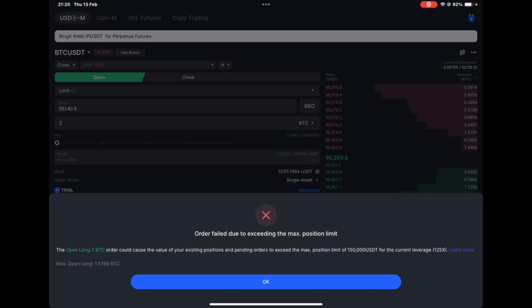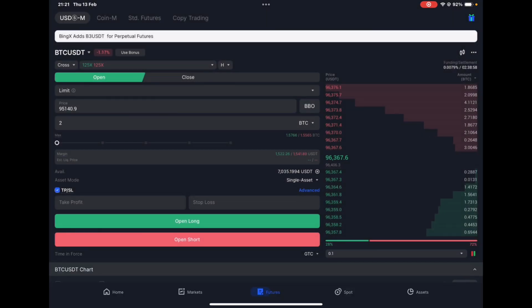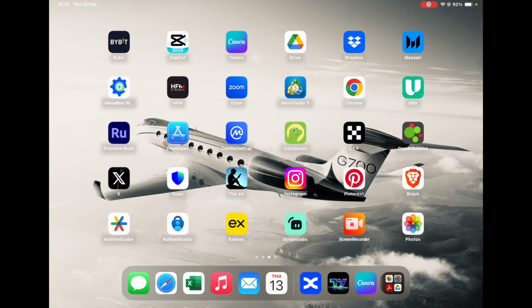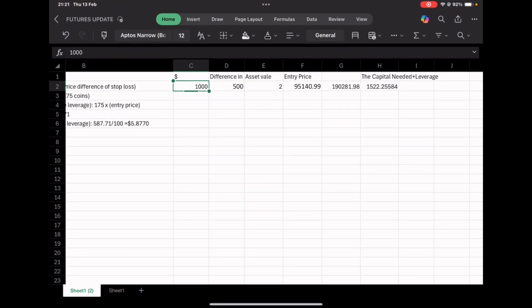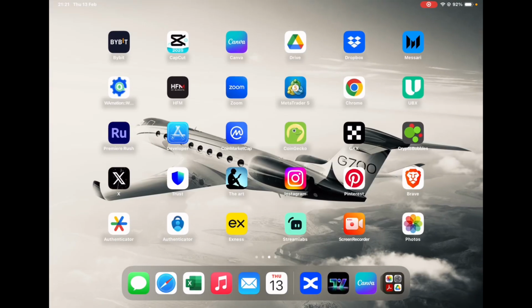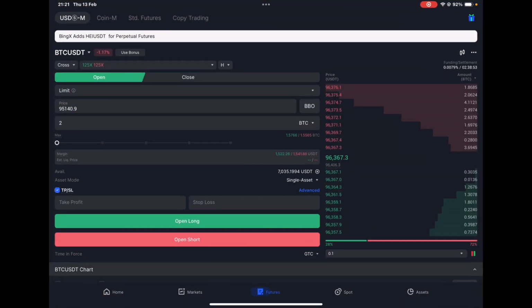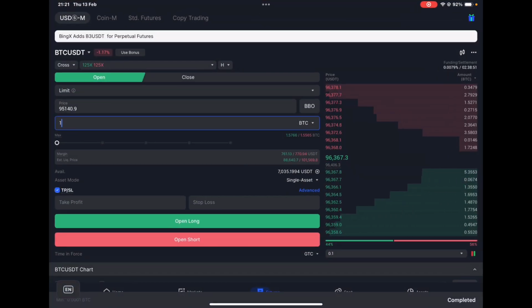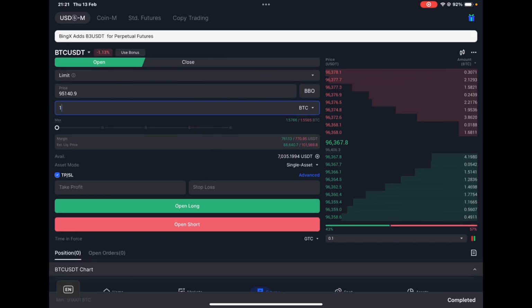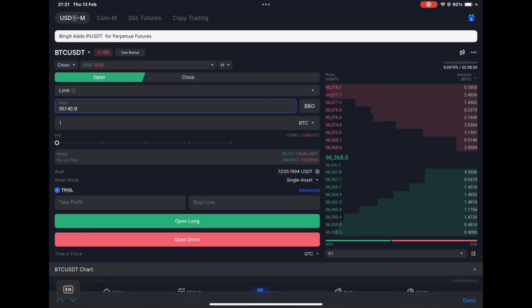Okay, so we're going to reduce what we want to risk. They're not allowing me to use 2 BTC, so let's come back here and let's risk 500, right? So if we're risking 500, the asset value will be 1 BTC, right? So come back here and put in 1 BTC. Make sure you cross-check the input, in case it resets.